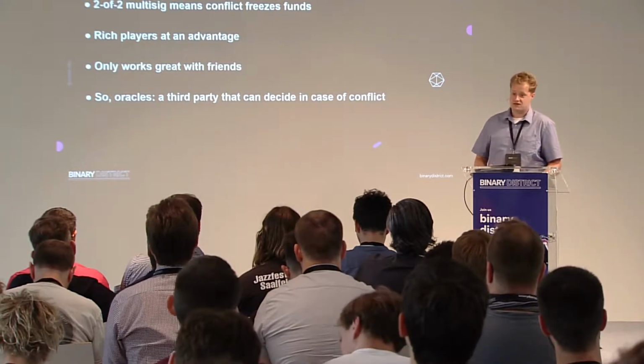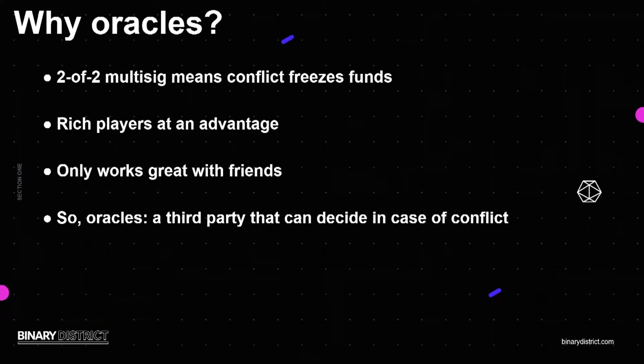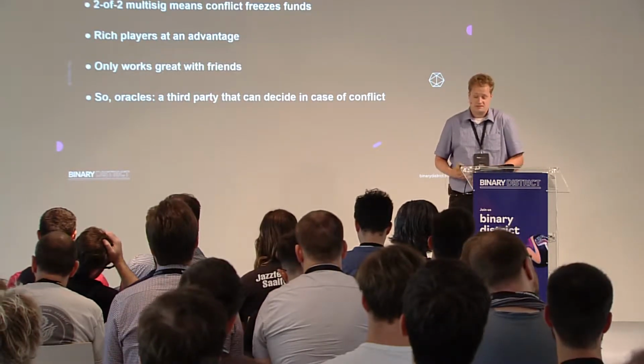Because if they disagree, so if Alice says, it's raining, I need my money, and Bob says, nah, this doesn't count as rain, I mean, it's just a little rain. Then if they disagree and they made a 2 of 2 multisig, then they're not going to sign the right transaction. And that also puts rich players at sort of an advantage, because if you don't need the money in the contract, then you can say, I'm not going to sign this.